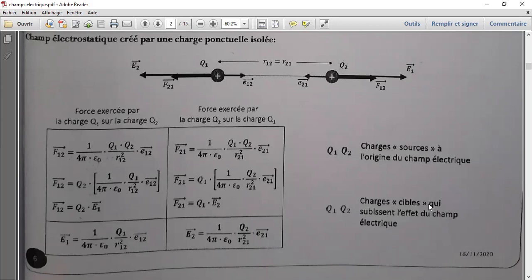Q1, Q2 charge cible, which is subjected to the effect of the champ electric. So here they're just saying it's the same thing which we explained here. They're just trying to explain that at first we had made Q1 to be a source, then the second time we made Q2 to be a source. At first we had made Q2 the one which feels the force, at second we made Q1 the one which feels the force.